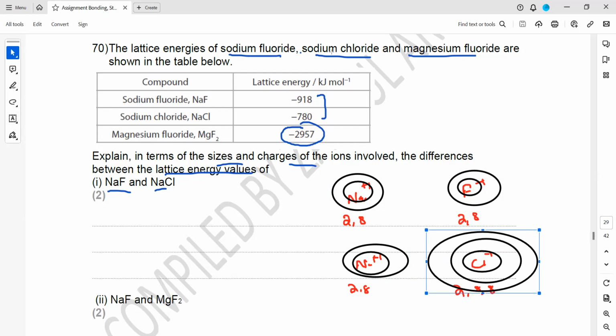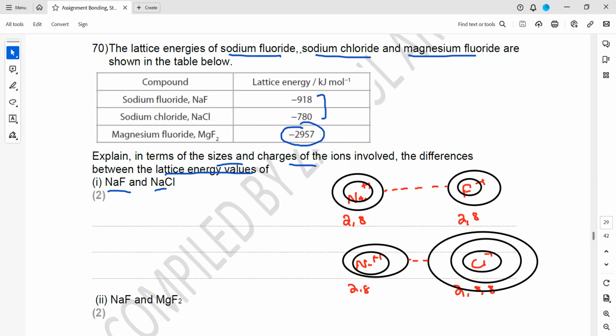So the lattice energy depends on the size of the ion, which should be small, and the charge on the ion, which should be large. In this case, both have the same charge, but the size of the fluoride ion is smaller as compared to the size of the chloride ion. So the fluoride ion will have a greater attraction. As a result of the greater attraction, the lattice energy of sodium fluoride will be higher. So you'll mention one point: the fluoride ion is smaller than the chloride ion, or you can also mention the fluoride ion will have a larger charge density because of small volume, more charge. Like the same charge in a small volume, so the charge density will be higher.